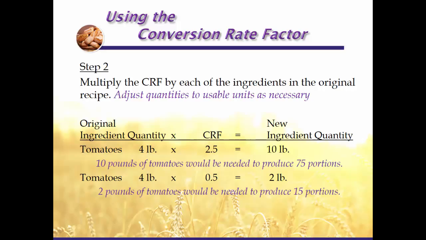Now, if we want to decrease the portion size, we take our ingredient quantity of 4 pounds of tomatoes and multiply it by 0.5, and that only gives us 2 pounds. So 2 pounds of tomatoes would be needed to produce 15 portions.